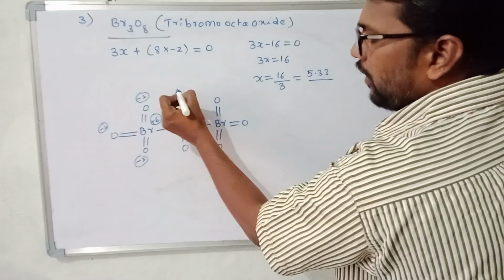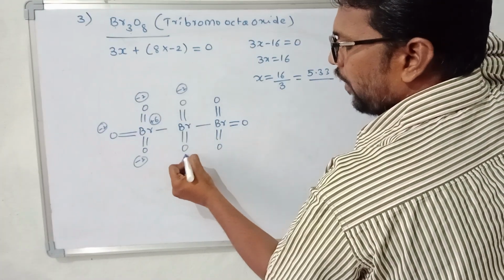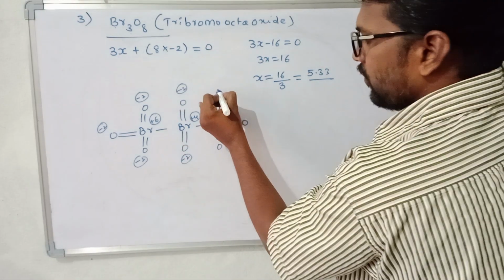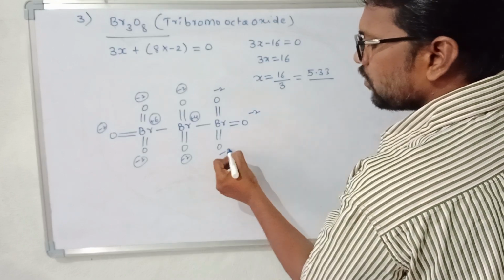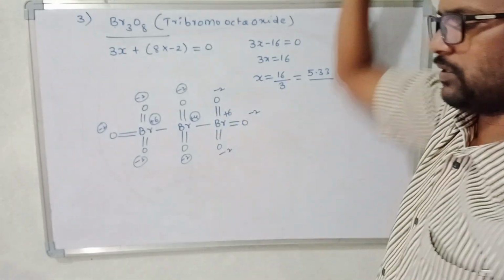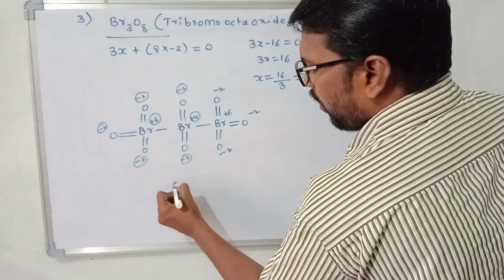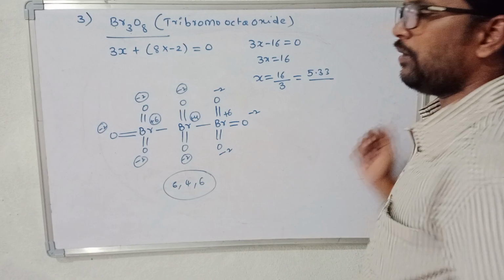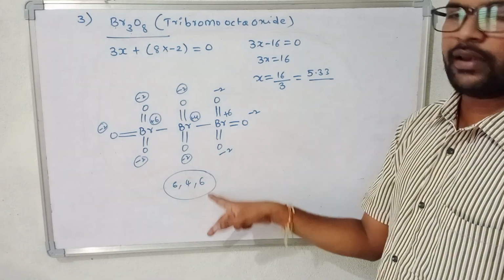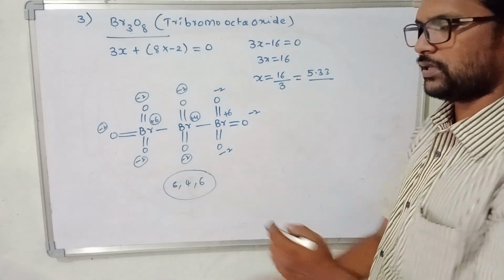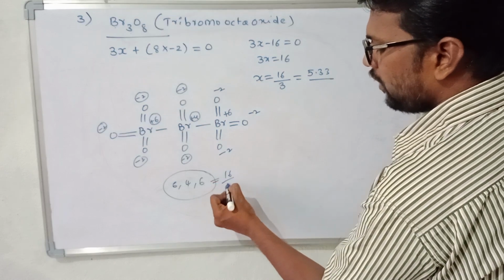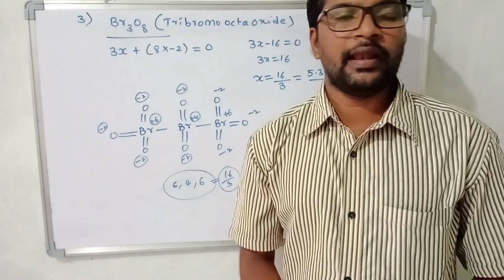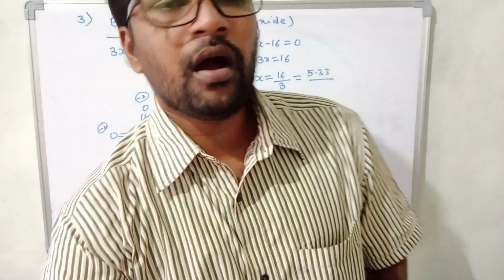In the middle bromine, here -2 and here also -2, -2 means the oxidation state is +4. And here you see -2, -2, -2, so this bromine contains +6. So if you write the individual oxidation states, those are 6, 4, 6. These are the oxidation states of the 3 bromines. If you take the average oxidation state, 6 plus 4 is 10, 10 plus 6 is 16, and in total it is 16 by 3. It can be taken as the average oxidation state. So it is another example of writing a fractional oxidation state.